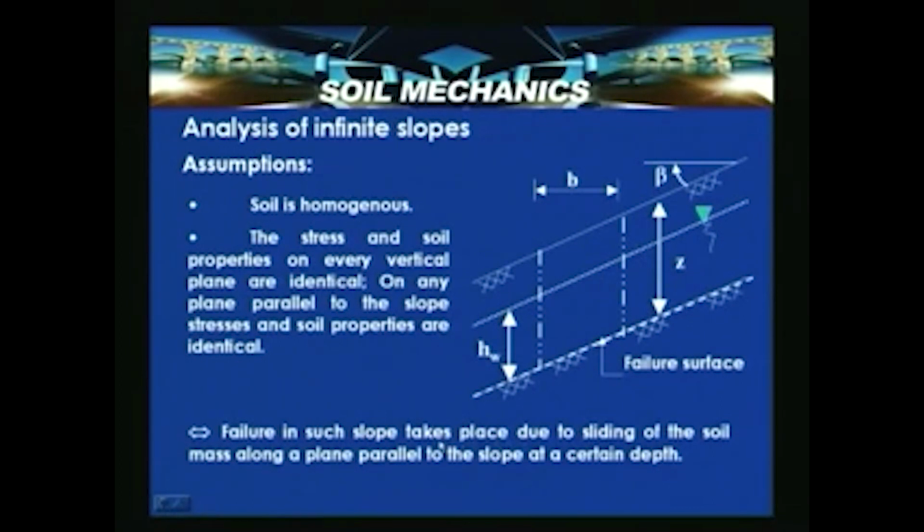Failure in such a slope takes place due to sliding of the soil mass along a plane parallel to the slope at a certain depth. If this assumption is valid, then the failure takes place due to sliding of the soil mass along a plane parallel to the slope at a certain depth.